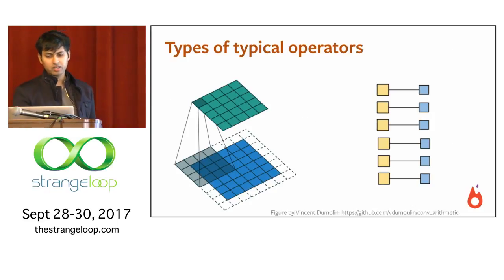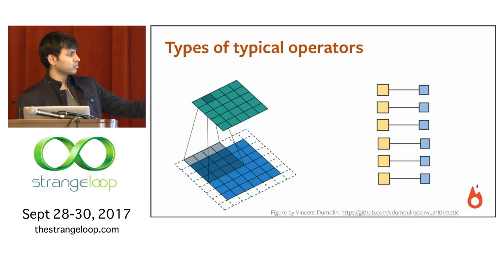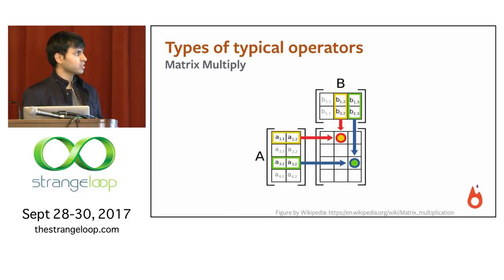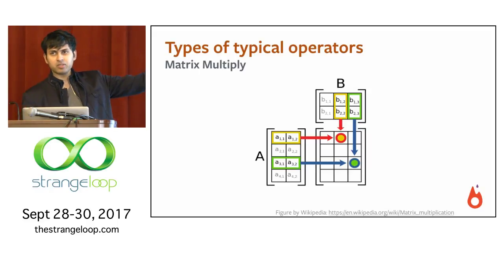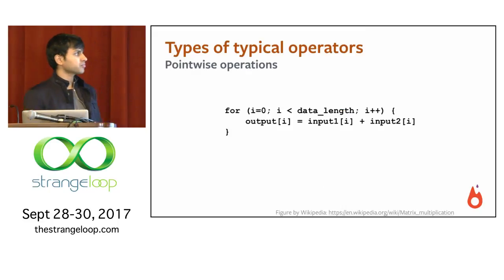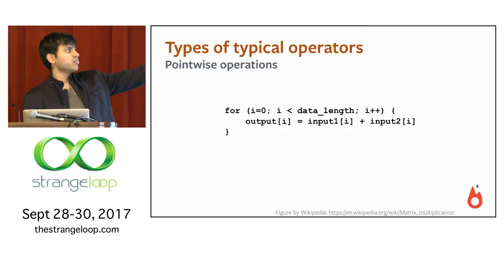Pooling is something similar: you do the sliding window across height and width. Matrix multiply is something similar. For example, to compute the yellow and the green outputs, you don't have any data dependence between them. You can compute them completely independently. And if you look at pointwise operations, each of these operations is not dependent on another i. So each i is independent and can be fully parallelized.